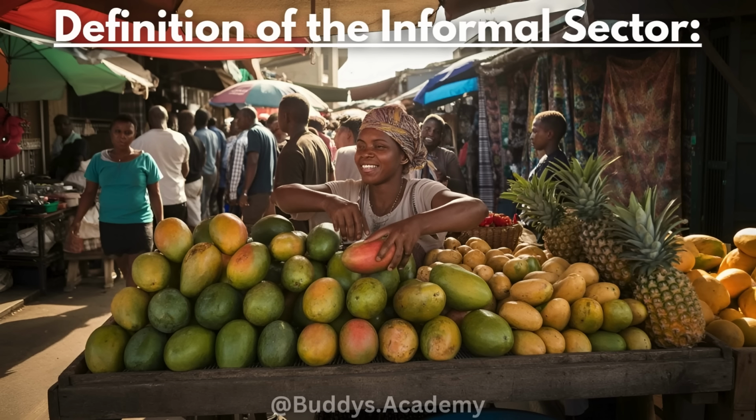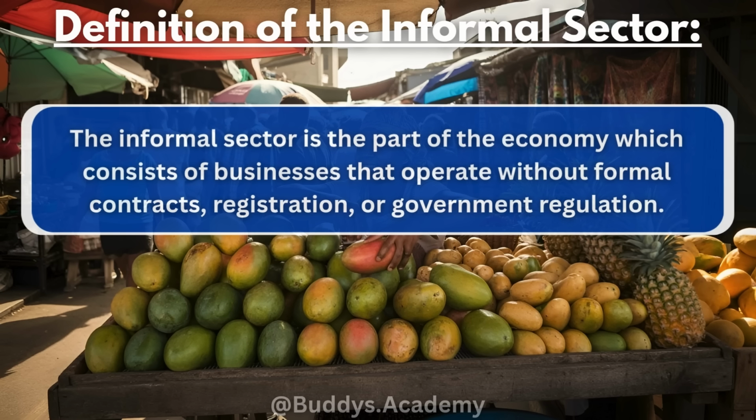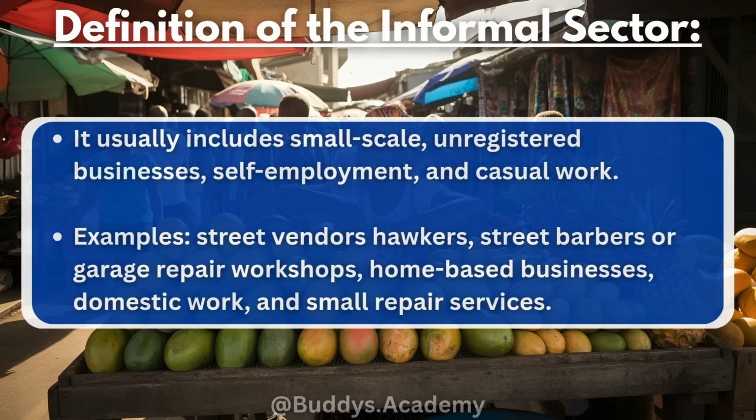So now we get to the informal sector, right? And from the name, you can sort of get an idea of what it's all about. The informal sector is part of the economy which consists of businesses that operate without formal contracts, registration or government regulation. So basically, they're going to be unregistered, right? It's usually going to include small-scale, unregistered businesses, self-employment, and casual work.